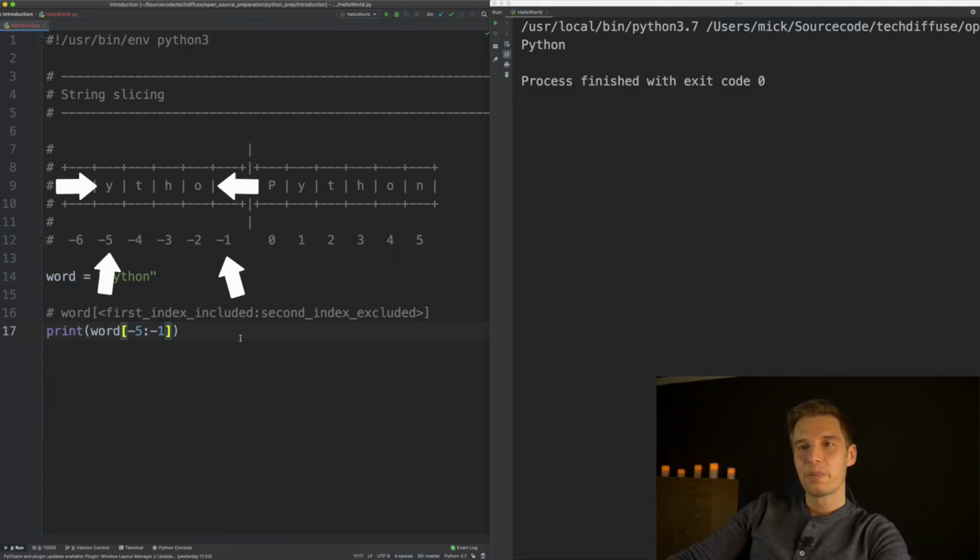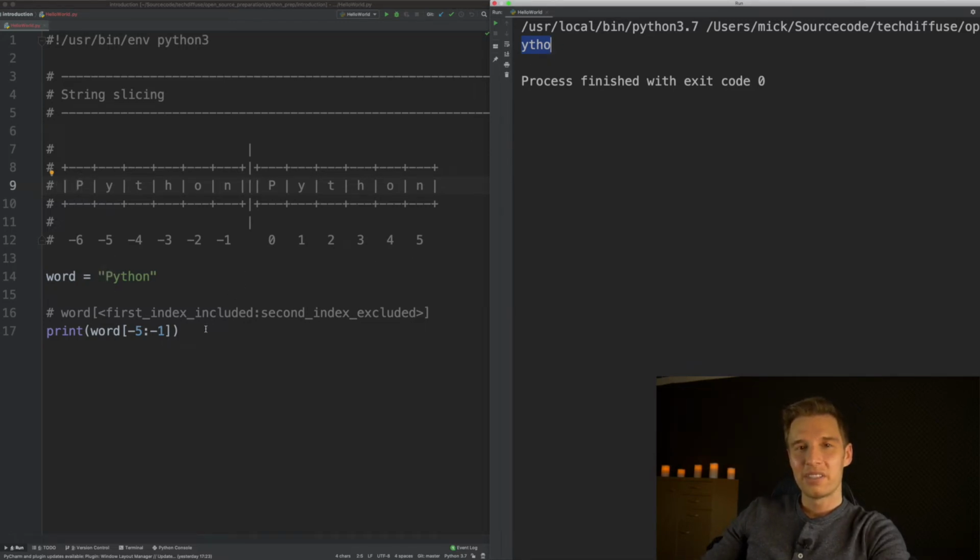Okay, once again a hint. -5 means we start with y and including, and -1 means we're at the n. So we have y, t, h, o, n. N is exclusive, so we expect there to be written y, t, h, o. And there you go. This is exactly what happens. This is a way of using negative numbers, negative indices in string slicing.